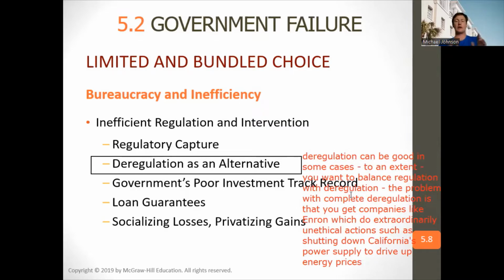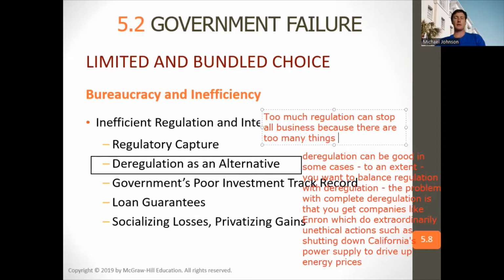So Enron did that. They actually shut down California's power supply, and this caused a shortage, thereby increasing prices through the roof. And they made a lot of money doing that. So you need regulation to prevent those types of things from happening. So you need a balance between deregulation and regulation. Too much regulation can be an issue. Too much regulation can stop all business basically, because there are too many things to follow and everything is restricted. So you need a balance between regulation and deregulation.